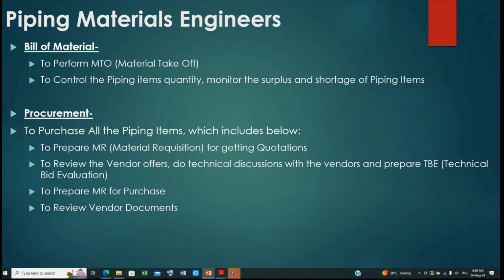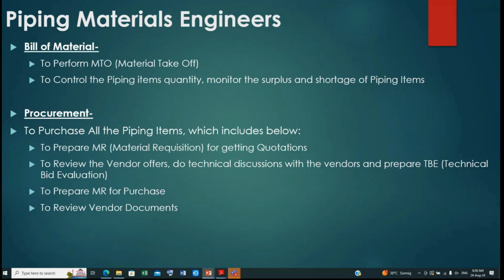Or sometimes we want extra material also. We just say that we want 100 valves, but later on there is an addition of valves, then we require maybe 125 valves. Then we will say, okay, we want 25 extra valves. So this addition and deletion of the quantity also we have to track as a piping material engineer.